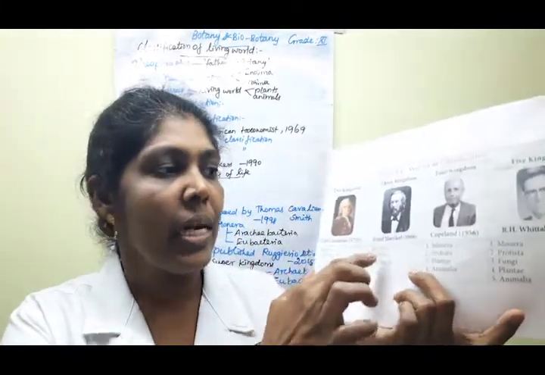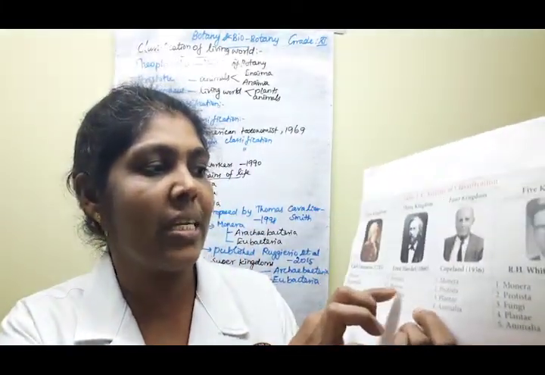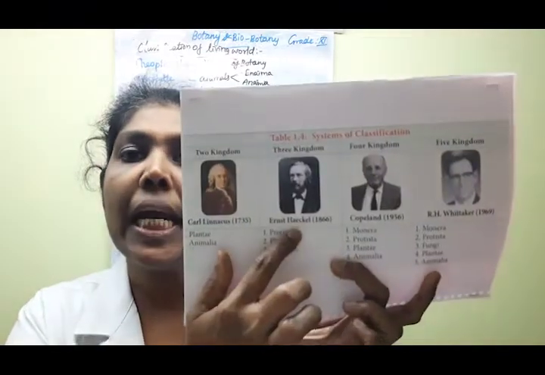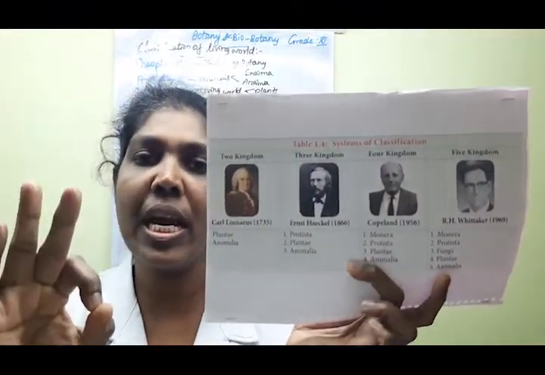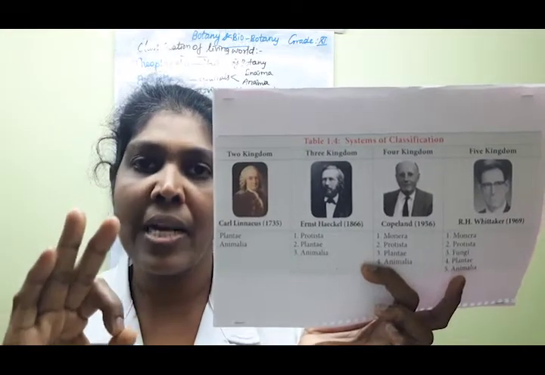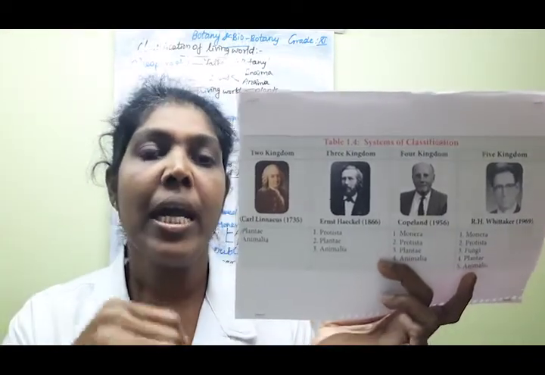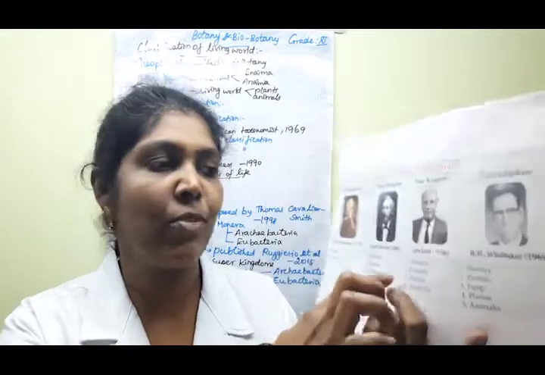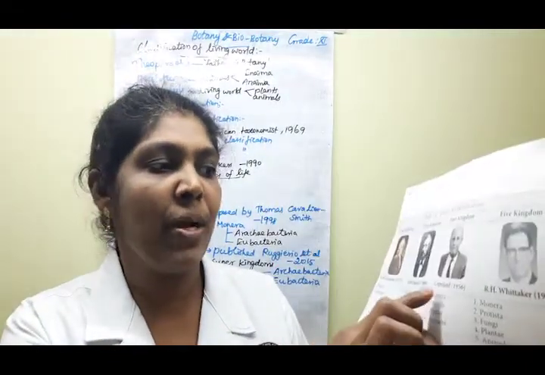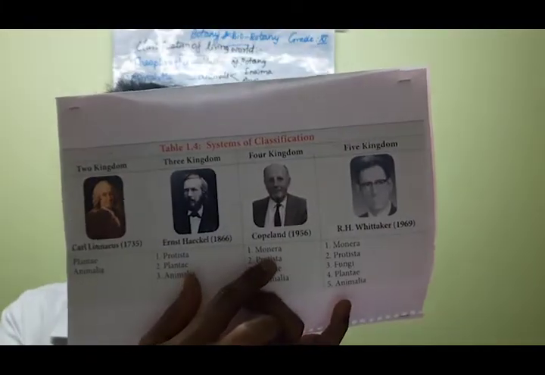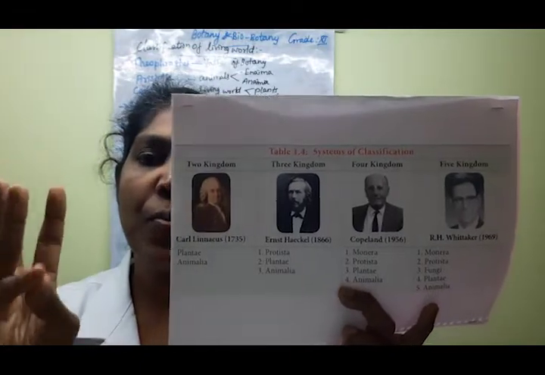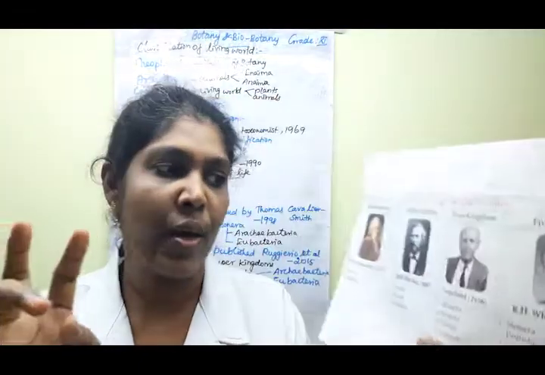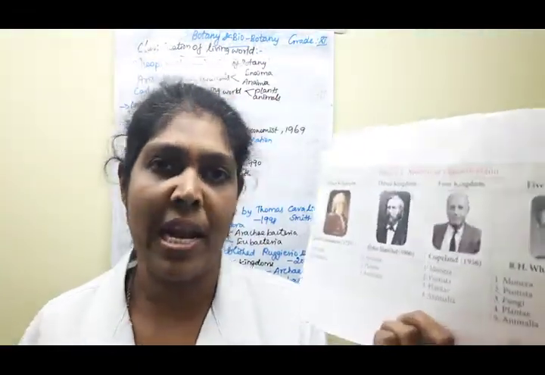The next one, the three kingdom classification. That person is known as Ernest Haeckel. He classified organisms into three kingdoms: Protista, Plantae, Animalia. Clear? Then the next one is the four kingdom system of classification. That person is known as Copeland. He classified organisms mainly into four kingdoms: Monera, Protista, Plantae and Animalia.